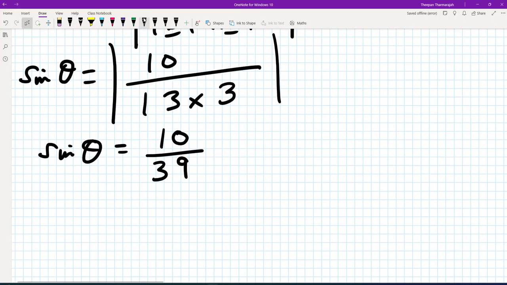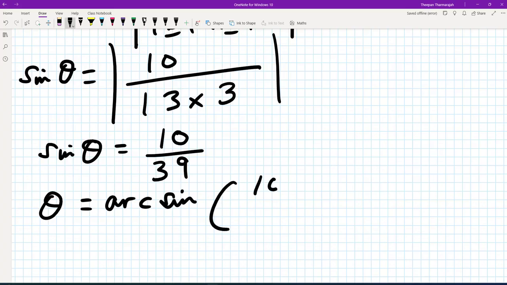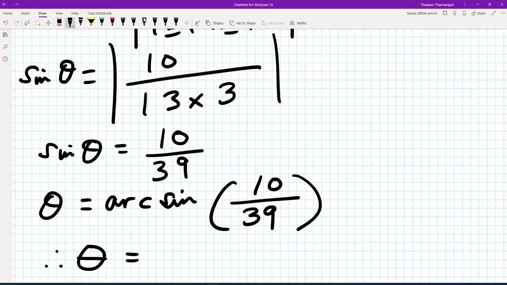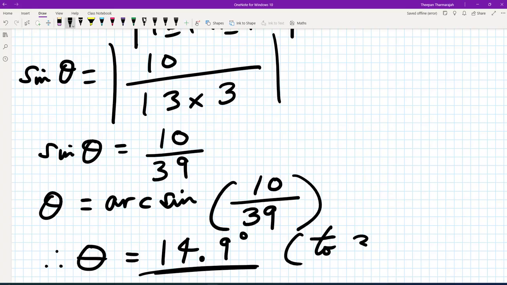Therefore, theta is arcsine. So theta is arcsine 10 over 39, so theta is equal to 14.9 degrees, to 3 significant figures.